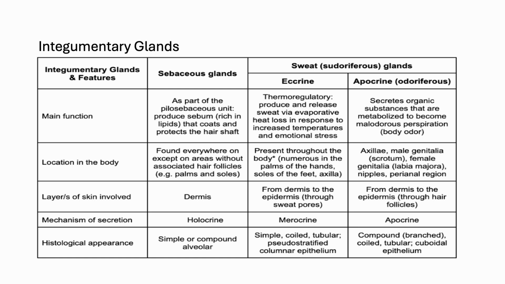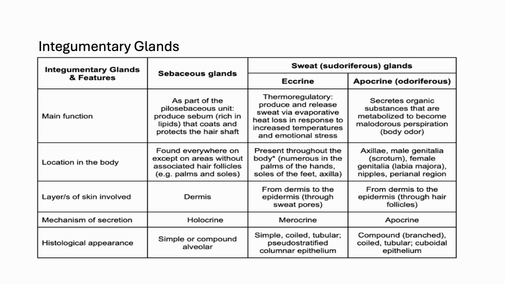Sweat glands, these sudoriferous glands, are divided into two: eccrine and apocrine. Eccrine glands are thermoregulators, producing and releasing sweat via evaporative heat loss in response to increased temperature and emotional stress. They are present throughout the body, numerous in the palms of the hands and soles of the feet. They are located from the dermis up to the epidermis. Their method of secretion is merocrine. Holocrine, we say, involves destruction of the whole cell.